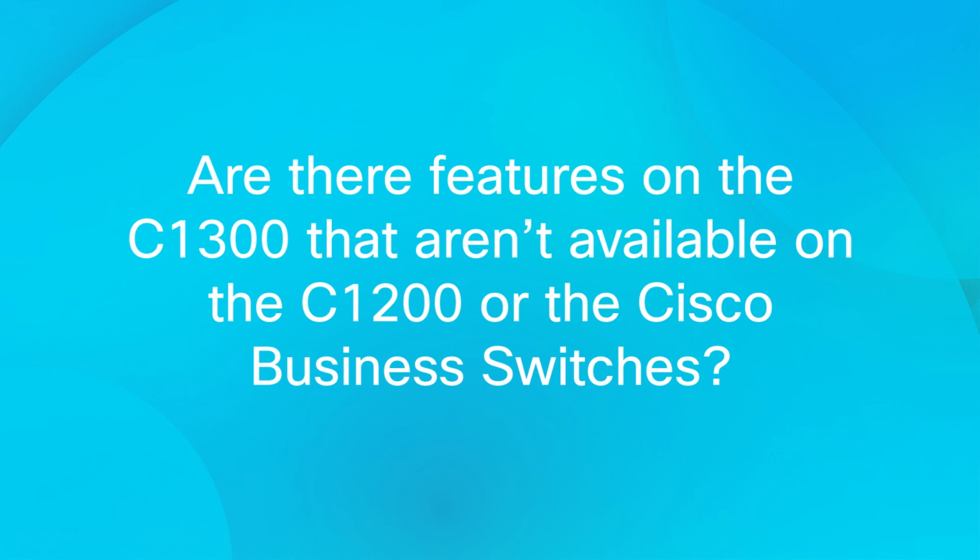Are there features on the C1300 that aren't available on the C1200 or the Cisco business switches? Definitely. There are three I'd like to highlight. The first is Dying Gasp. Dying Gasp monitors the switch in case there is any power loss, reboot, or reset. It sends a final notification or signal to a connected device just before it loses connection. Once power is restored, you can log into a syslog server to see the logging messages. It's a good way to help figure out the cause of the issue. This is not enabled by default.